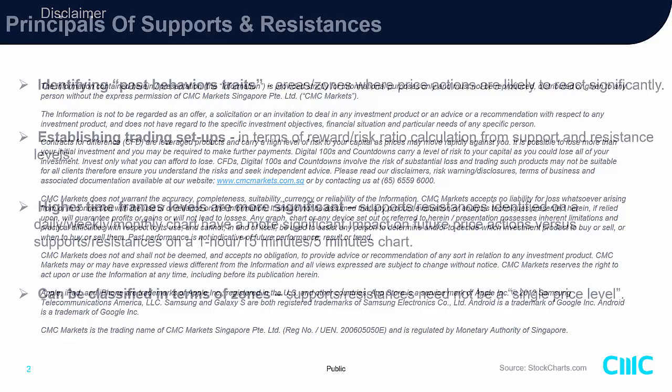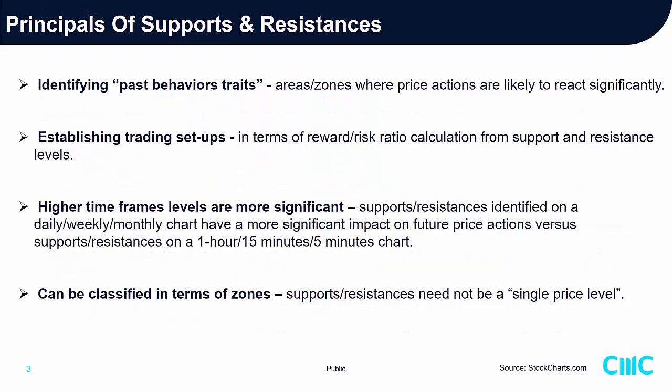Alright, good. Before we jump into the key drawings on how to draw a proper support and resistance line on a price chart, let me share with you the four main principles of support and resistance. The first principle: the purpose of support and resistance is to identify past behavior of market participants in any liquid traded asset class, in the area or zone where price action is likely to react significantly in the near future after it formed support or resistance in the past.